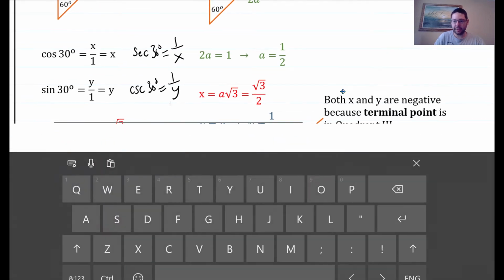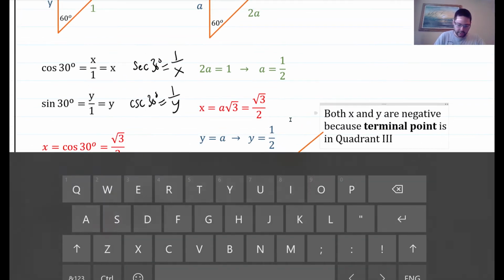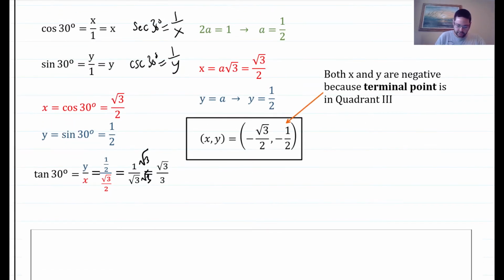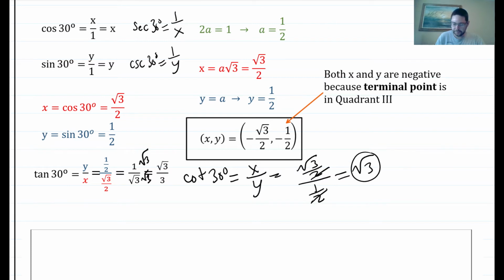Let me get rid of that. To do cotangent, I'll put it right here, you would have to do x over y. So you'd have to take x divided by y, which means you would have to do square root of 3 over 2 divided by a half. And then you'd have to flip. So basically these 2's cancel, leaving you with square root of 3. And that would be the cotangent of 30.